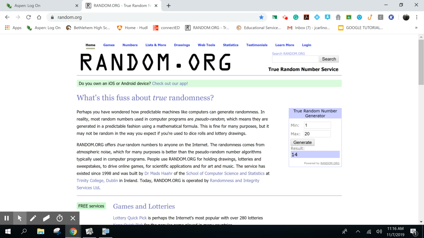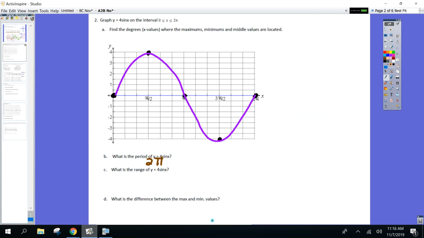Range? The range would be -4 to 4. It doesn't matter whether I put brackets or not, Ashley. Does it include 4 and -4? It does, yes. So -4 to 4.